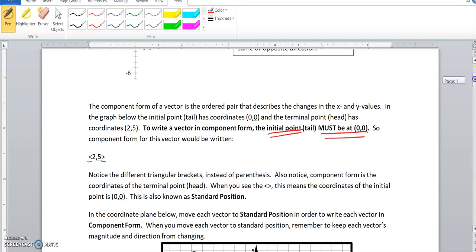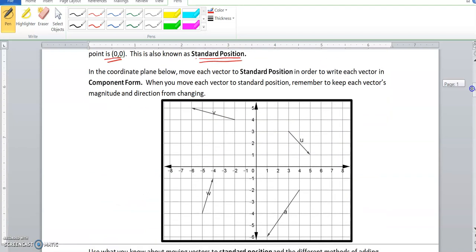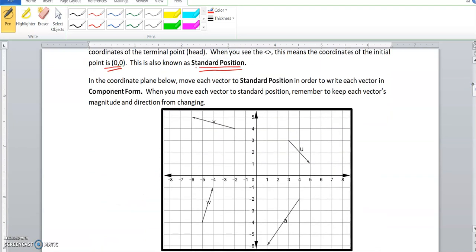So when you see this, it just means it starts at 0, 0. We've been calling this component form, but specifically when we start at 0, 0, we get to call that standard position. So we may have vectors, as you'll see down below here. We have lots of different vectors. None of them are in standard position, because again, in order to be in standard position, the initial point must be 0, 0.